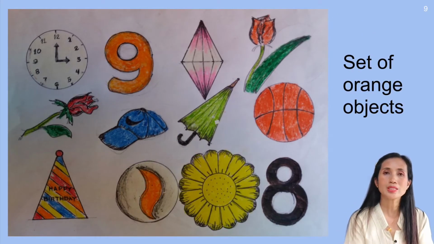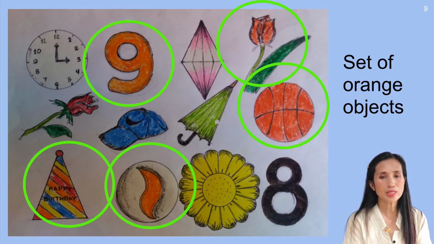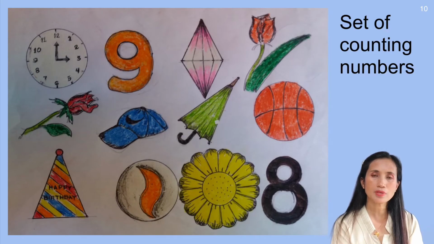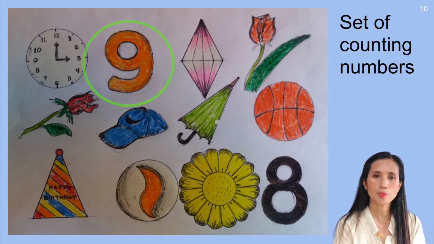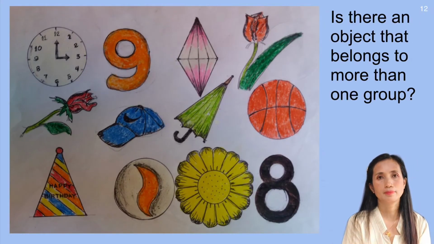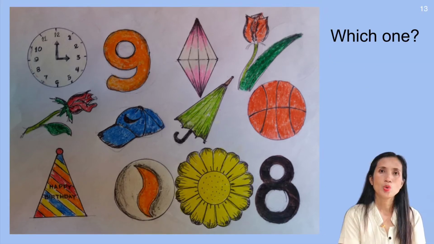We have also the set of orange objects. These are 9, the orange rose, ball, marble, and party hat. Another is the set of counting numbers. These are the numbers 9 and 8. Does each object belong to a group? Is there an object that belongs to one group? Which one? You might consider the diamond-like object that does not belong to any of the sets we just mentioned.